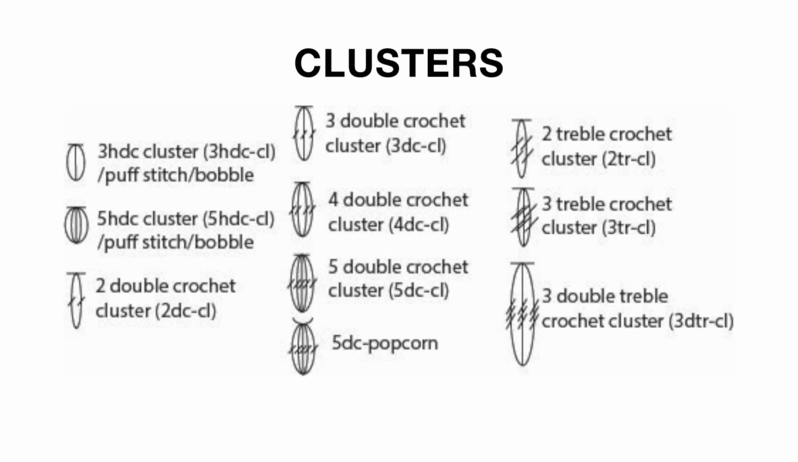Cluster stitches can also be known as puff stitches and bobble stitches. Here we have some examples in half double crochet, double crochet, treble crochet, and double treble crochet, including a 5 double crochet popcorn stitch.